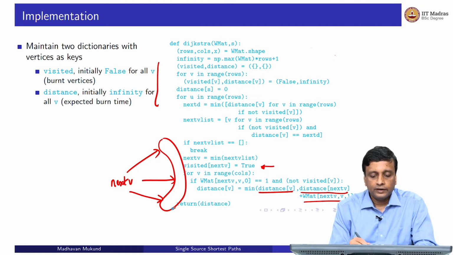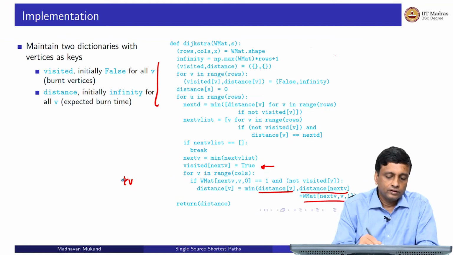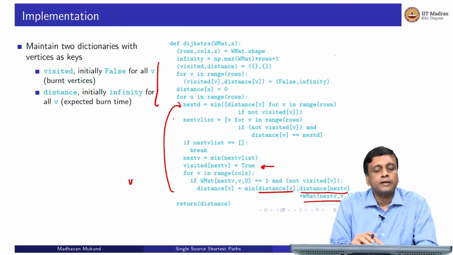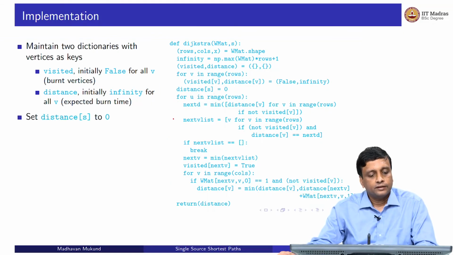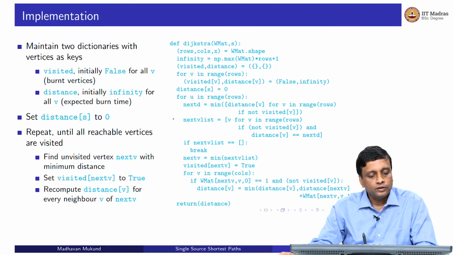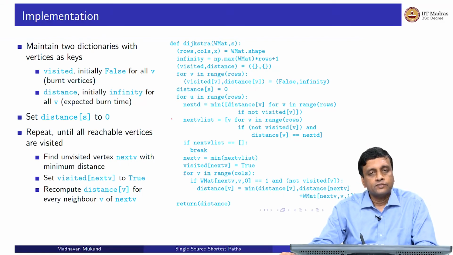And now I come back and do this again. So, this is my implementation. I set the distance s to 0 and I repeat until all the reachable vertices are visited: find the next vertex V to visit, set it to true and recompute the distance for every neighbor.